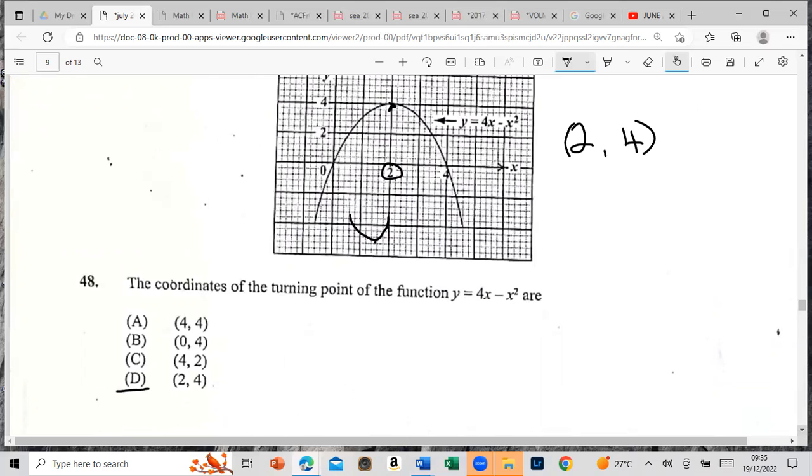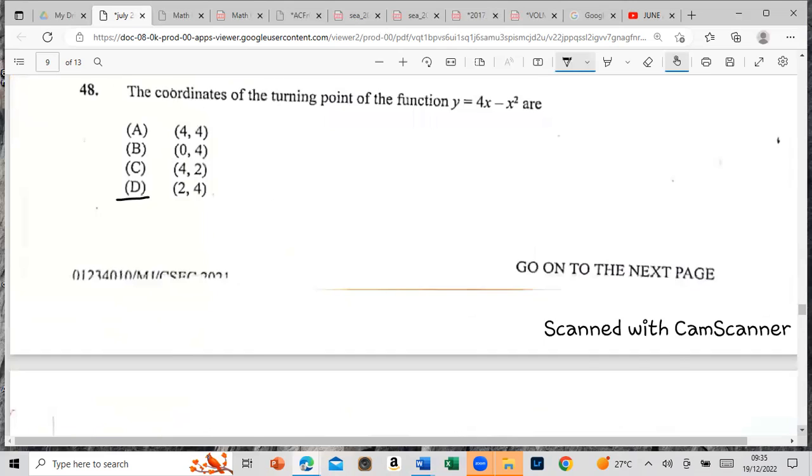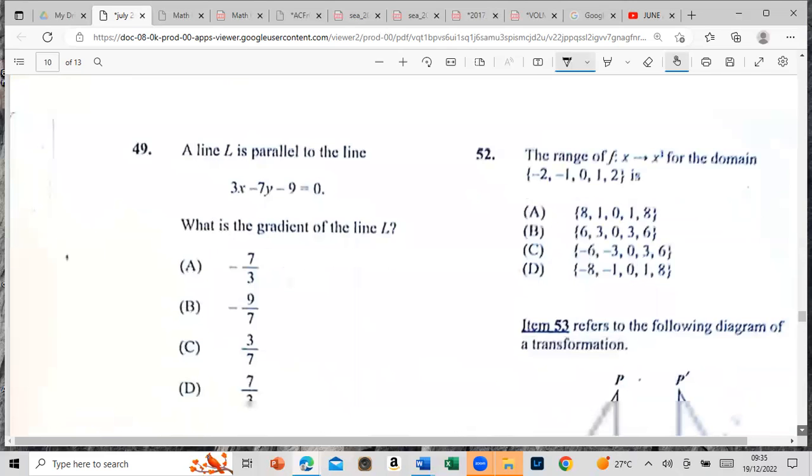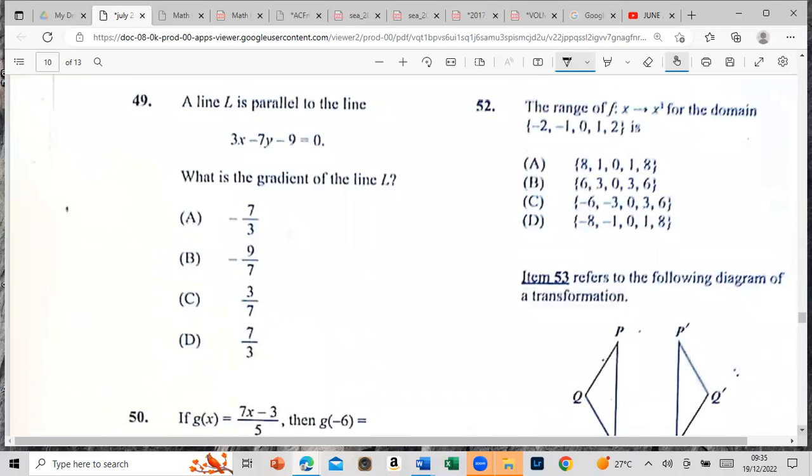Alright, let's move on to 49. Let's see what it says. It says a line L is parallel to the line 3x minus 7y minus 9 equals 0. What is the gradient of the line L? If they are parallel, both lines have the same gradient. So all we have to do is figure out the gradient of this line, and that will be our answer. To do that, we're going to solve for y, making y the subject of the formula.